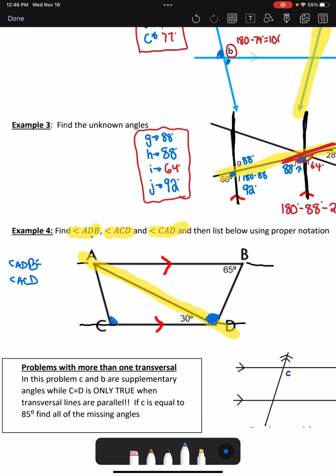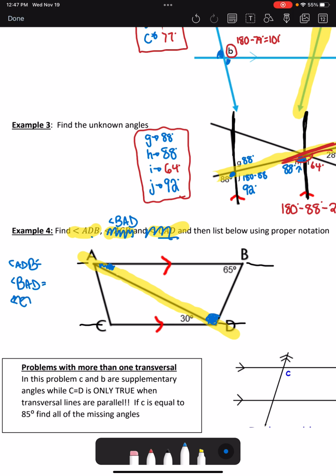Oh, actually, I changed this in your notes because you're like, wait, that's not what my notes say. It should be angle BAD. Okay, so that would be this one right here. There we go. And then the last one is angle CAD. Oh, actually, I didn't have that one in there. There we go. Just those two angles.